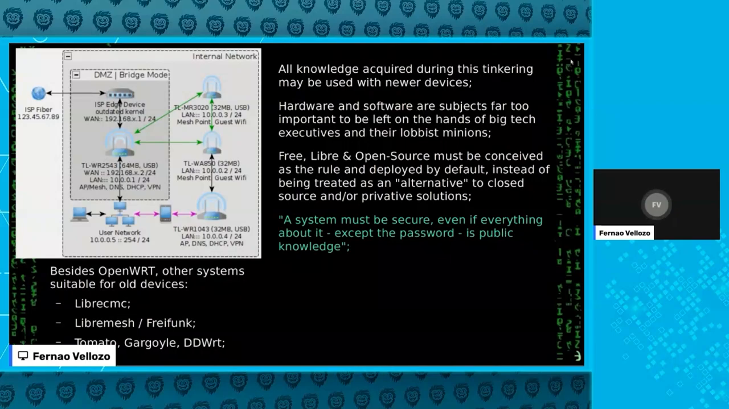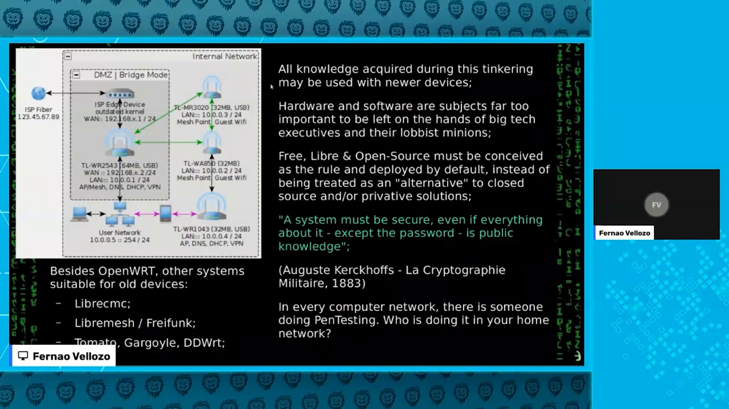After all, we must think that when you have free hardware and you have free software, everything about the device is known except the password. So this is a safe system. That's a notion that was not invented yesterday. It comes from the times of the telegraph and regular mail, paper mail, snail mail, as people call it. So it's something that we should be aware of, because in every computer network, there is someone doing pen testing. Who is doing that on your own home network?